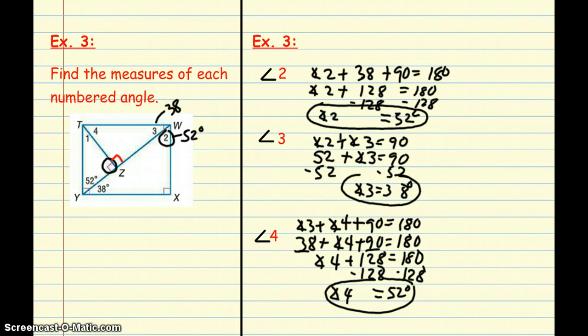So in all three examples, we used the fact that the measures of the angles of a triangle add up to 180 degrees. And we've used what we know about angles that form straight lines and 90-degree angles, complementary angles.